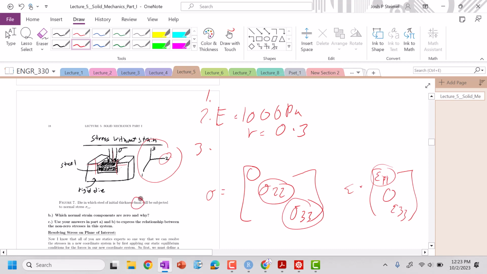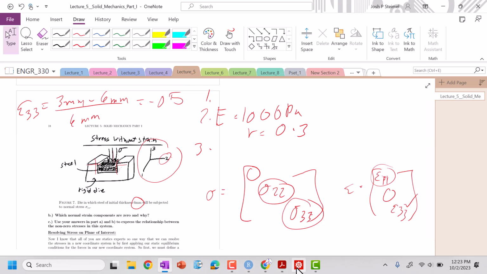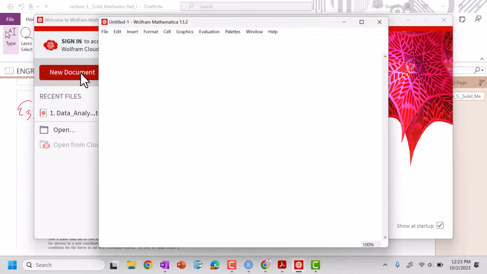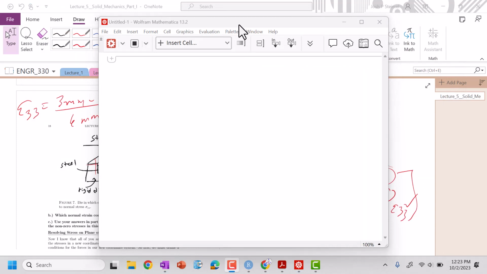Well, we're given the initial thickness in that direction, 6 millimeters, and we're told in the problem statement that the final thickness needs to be 3 millimeters. So the strain in the 3-3 is the change in length: final length of 3 millimeters minus initial 6 millimeters, over 6 millimeters. That should give us negative 0.5. So we know what this is. 1, 2, 3: 3 equations, 3 unknowns. We can solve that because we can write 3 equations.